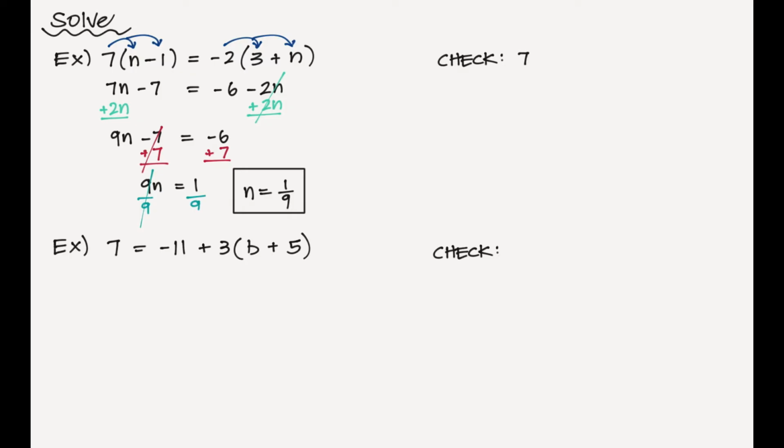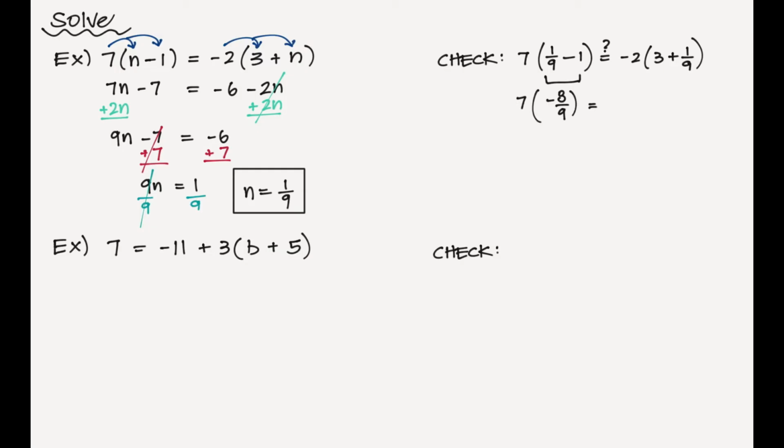So it seems odd that I have a fraction, but let's plug it in to check it out. So I'm going to plug in the 1/9 into my original equation. 1/9 minus 1 is negative 8/9, and that's going to be multiplied by 7.